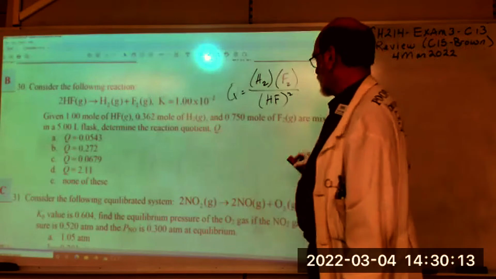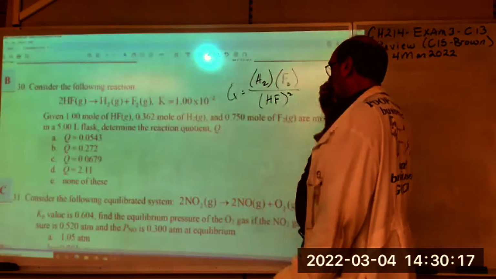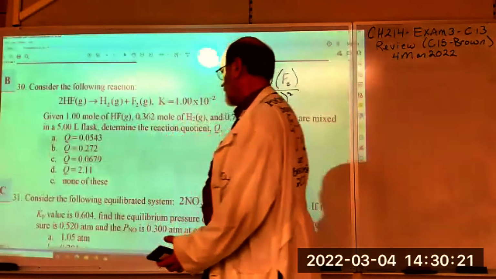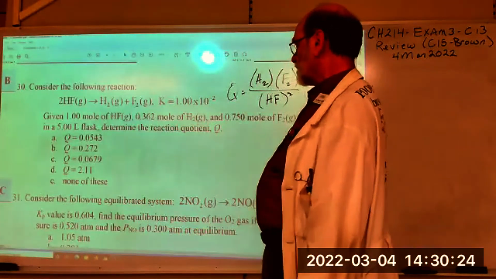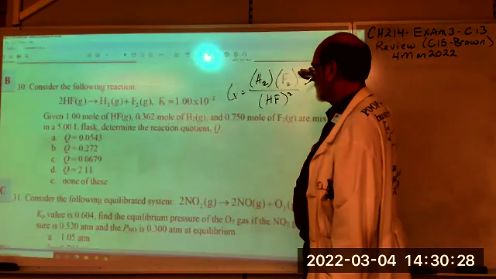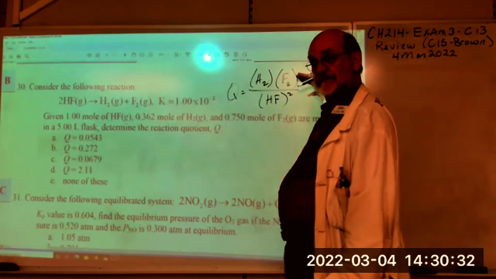It should be 0.272. By the way, if it's 0.272, which way is the reaction going to go? If Q is greater than K, that means it's got too much product, and it's going to move to the left.